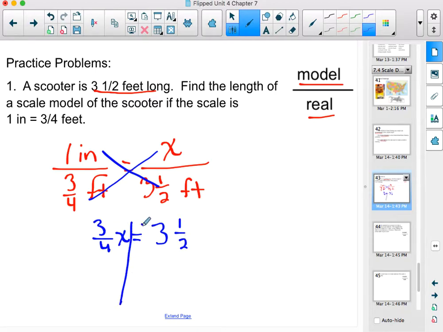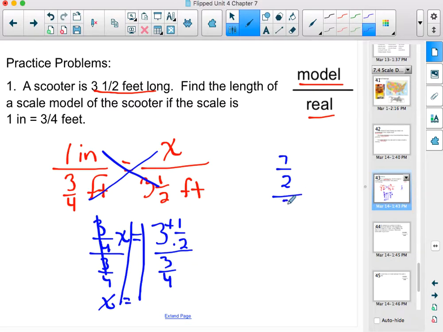Drop your train tracks into place. We need to isolate the variable, so I'm going to divide both sides by 3/4. This gets me 1x on the left-hand side, and over here I have to do a little bit of margin work. Change my mixed number into an improper fraction. 3 times 2 is 6, plus 1 is 7. Divided by 3/4.